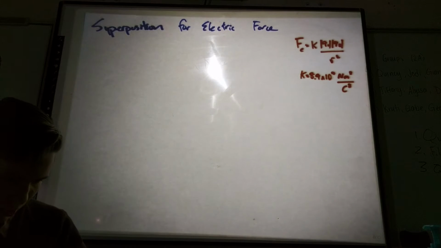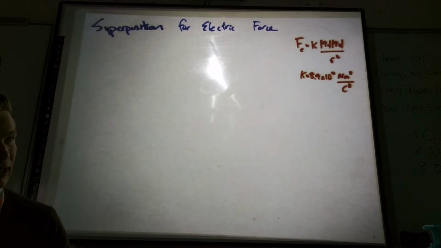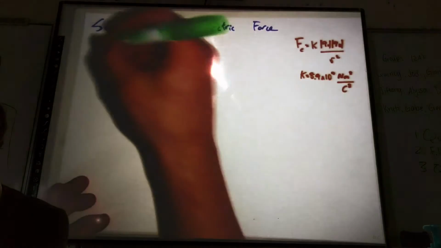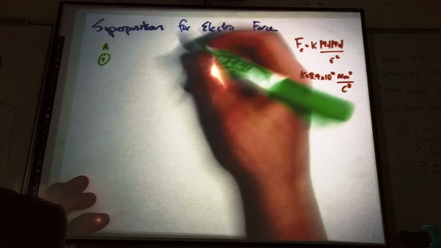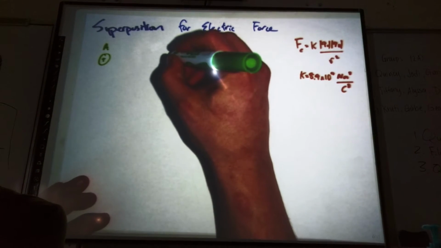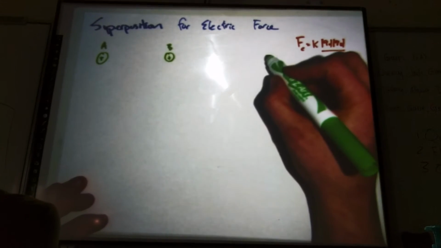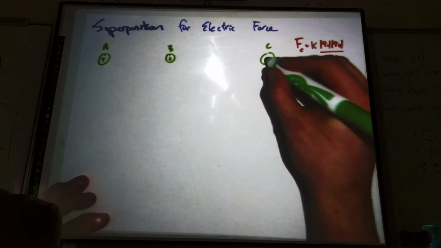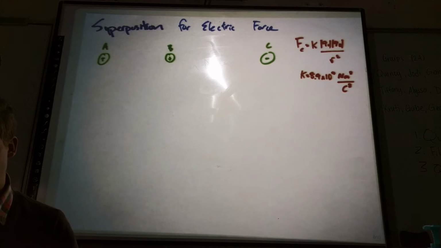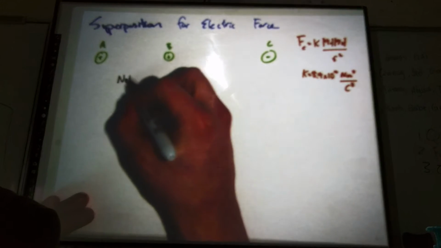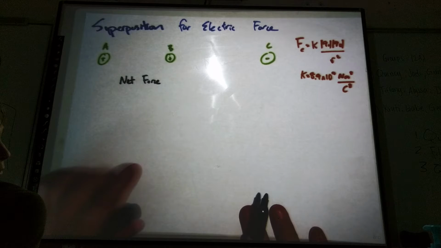Okay, so I want you to suppose that we have three particles. Let's go ahead and put them down. I've got this particle A, and it's a positive charge. And I've got this particle B over here, also a positive charge. And then finally I have over here particle C, and let's make it a negative charge. My question is, what's the net force on the middle charge, on B?